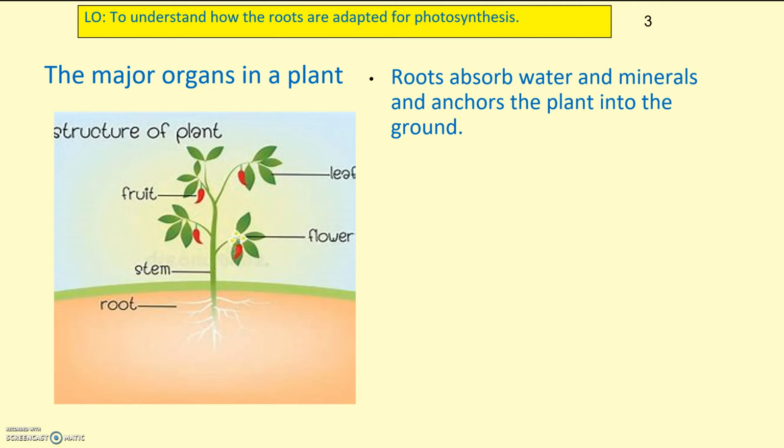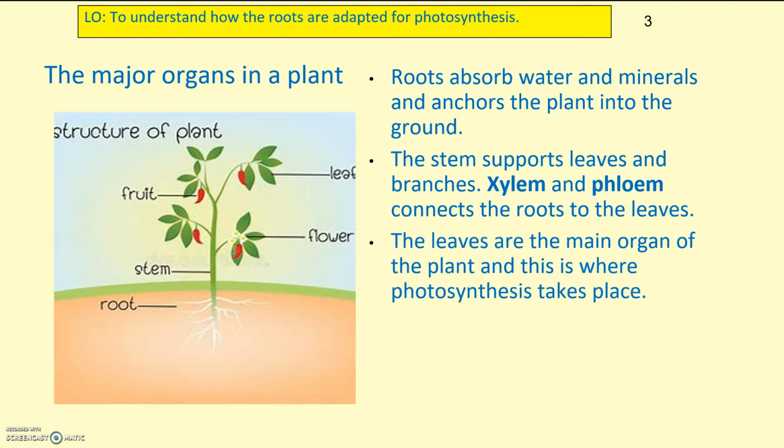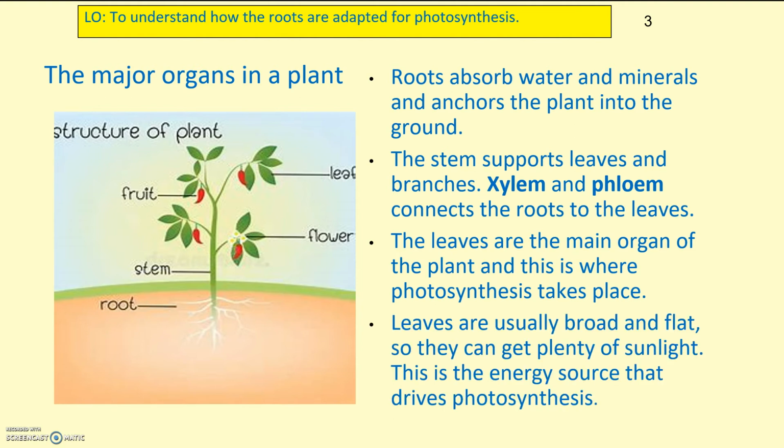From our previous lesson, we talked about the fact that roots absorb water and minerals and anchor the plant into the ground. The stem supports leaves and branches. And some new information for you, the xylem and the phloem connect the root to the leaves, and the leaves are the main organ of the plant, and this is where photosynthesis takes place. Leaves are usually broad and flat so that they can get plenty of sunlight. This is the energy source that drives photosynthesis.